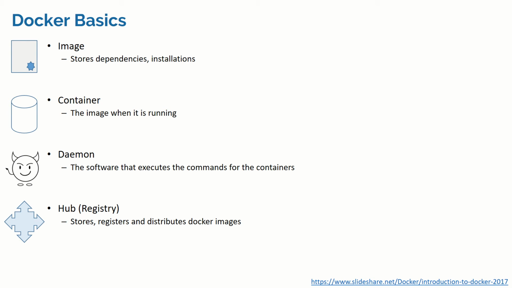The last will be the hub, Docker Hub. Hub is something like a registry where it stores, registers, and distributes all the various Docker images. So you are in fact able to create your own Docker image and then push it to a registry and make it open to the public, where it will be publicly available to everybody on the Docker architecture. So these are the four definitions that will be very useful for you to remember during the course of this lecture.